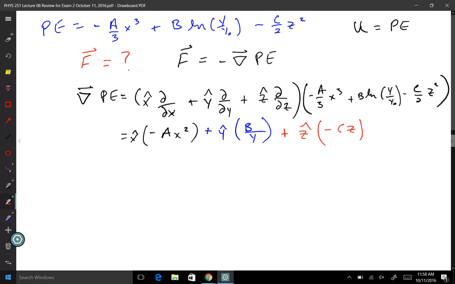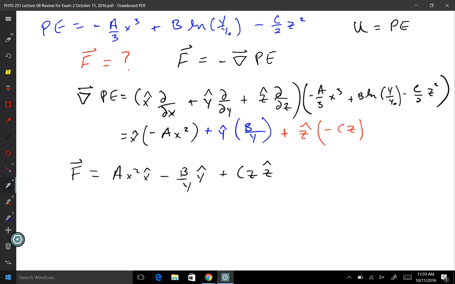Now this is the gradient of the potential energy. What is my force? According to the equation that's shown right there, it's negative that gradient. So the force is going to be just change the signs on everything here. So I end up with my answer being the force vector is equal to, change the sign, so that's going to be positive ax squared in the x direction, minus b over y in the y direction, plus cz z hat.